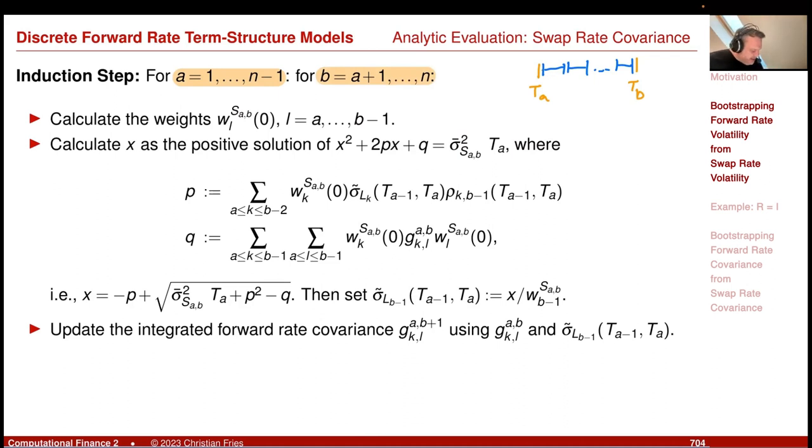We pre-calculate the weights. Our weights are just functions of the observed interest rate curve. And then we calculate x as the solution of x squared plus 2 times px plus q equals our given integrated swap rate variance, so sigma SAB squared times TA. And what are p and q now? So first have a look at the q.